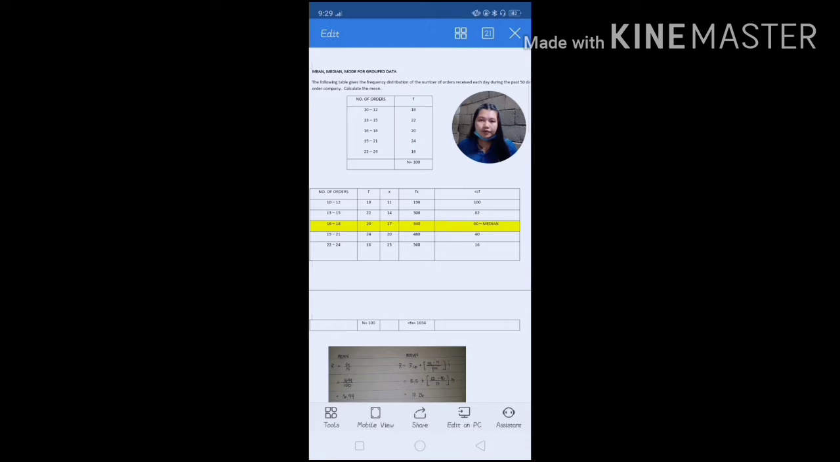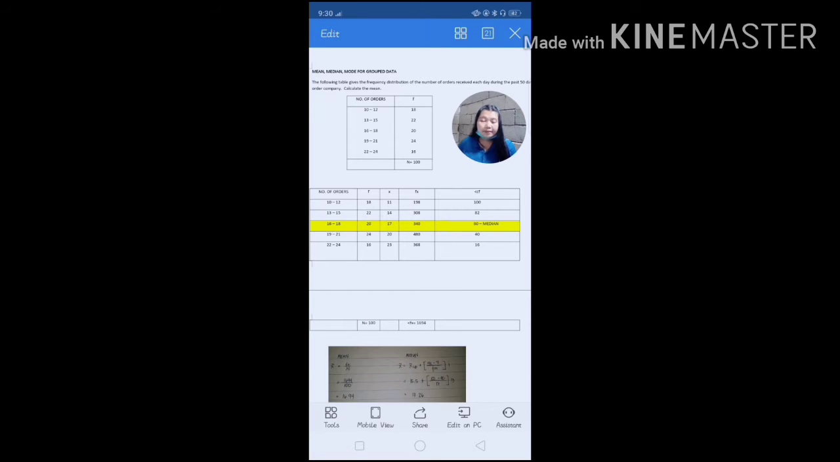In mean, median, mode for grouped data, the following table gives the frequency distribution of the number of orders received each day during the past 50 days at the office of a mail order company. So calculate the mean, median, and mode for grouped data.